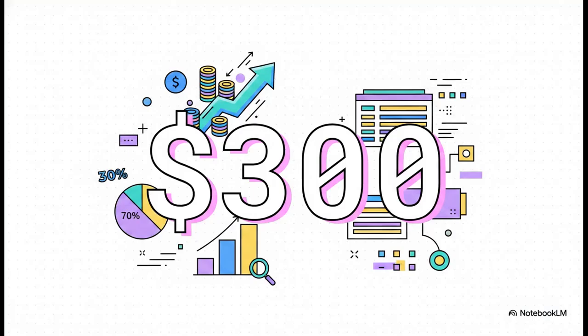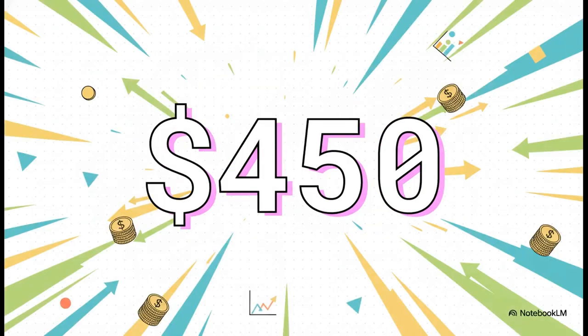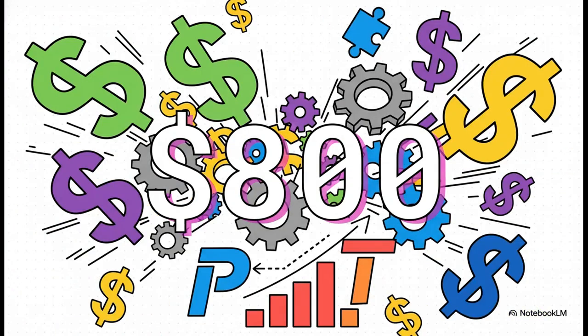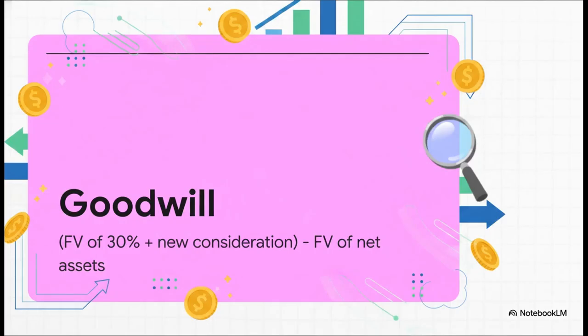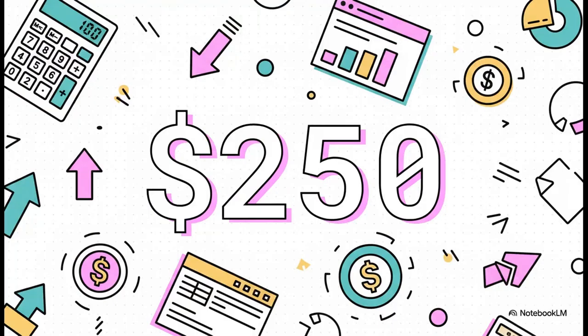Let's put some numbers to it. Say your old 30% stake originally cost $300, but on today's acquisition date, the fair market value of those shares jumped to $450. Now, to grab control, the parent company pays $800 for that extra 50%. And the fair value of the subsidiary's net assets right now? Exactly $1,000. Time to calculate goodwill. Add the old stake's fair value directly to that new consideration. That's $450 plus $800 minus $1,000, leaving us exactly $250 in goodwill.